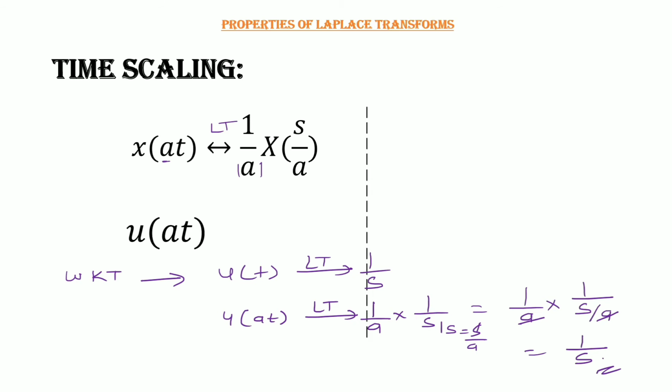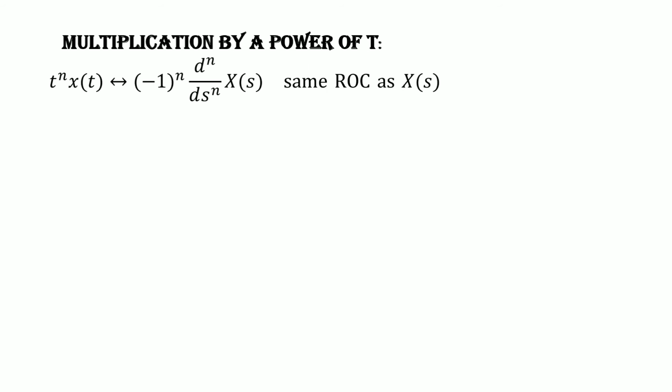Now moving towards the next, multiplication by a power of t. Suppose a function t to the power n x(t) is given, then what will be the Laplace transform of that function? It will be minus 1 to the power n d^n divided by ds^n X(s). Okay, so taking one example, r(t). r(t) is what? t u(t).